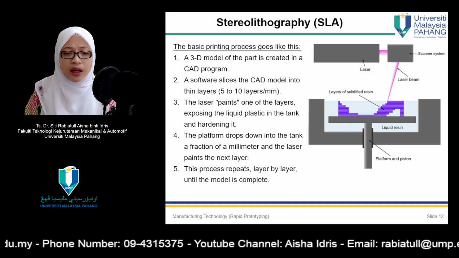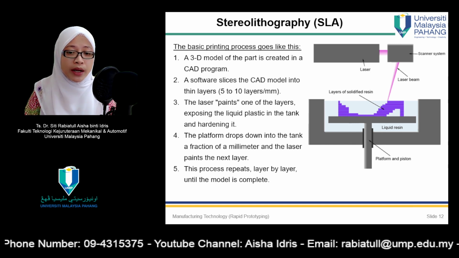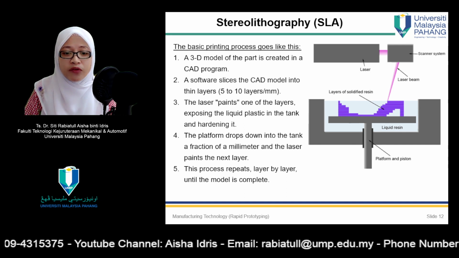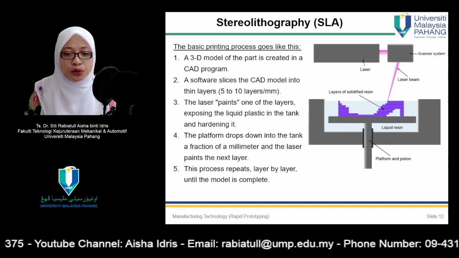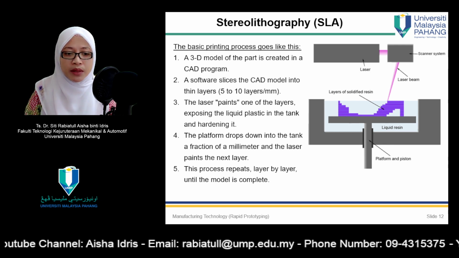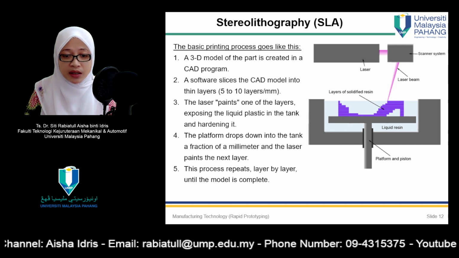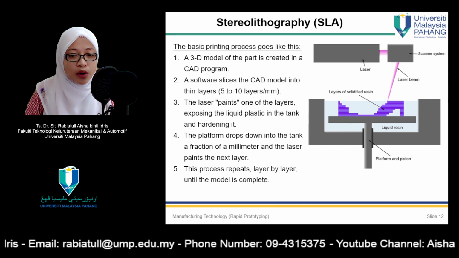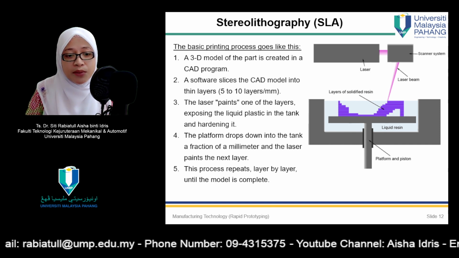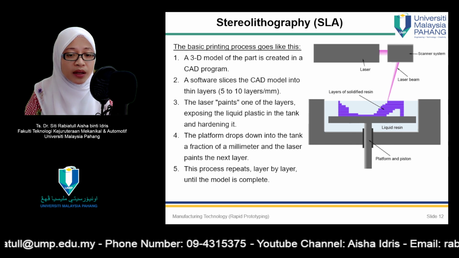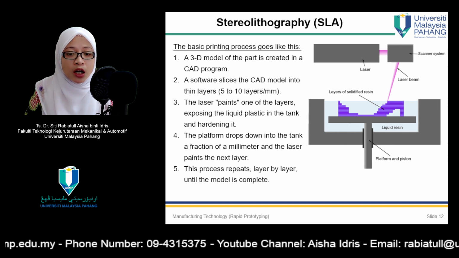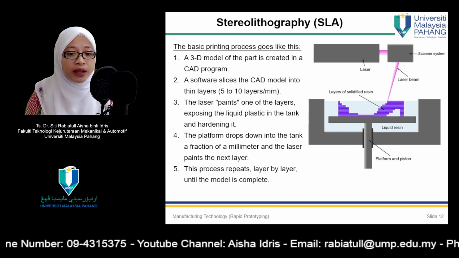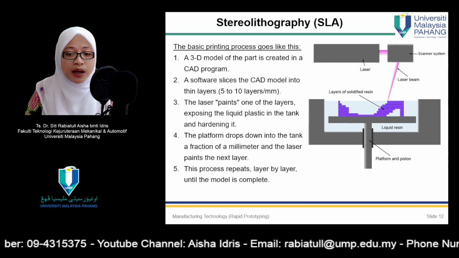So the SLA apparatus consists of number one, a platform that can be moved vertically inside a vessel containing photosensitive polymer. Number two, a laser whose beam can be controlled in the XY direction. At the start of the process, the platform is positioned vertically near the surface of the liquid photopolymer, and a laser beam is directed through a curing path that comprises an area corresponding to the base of the part. This and subsequent curing paths are defined by the STL file.